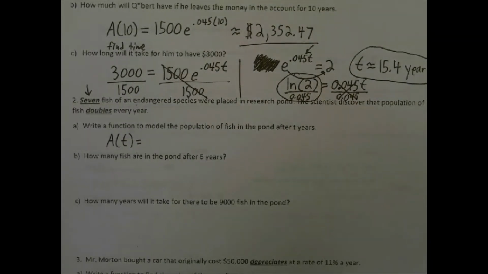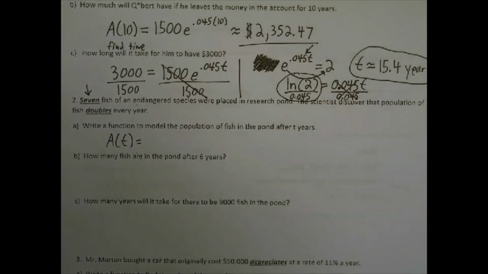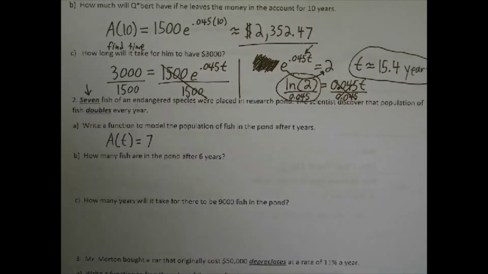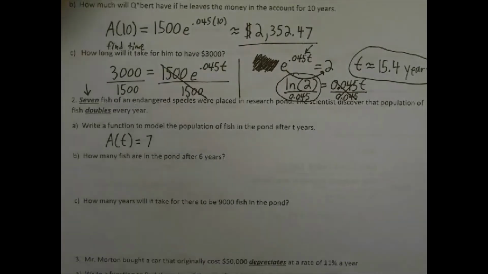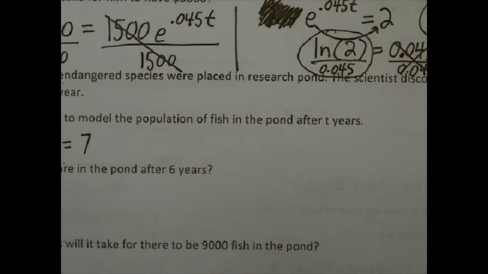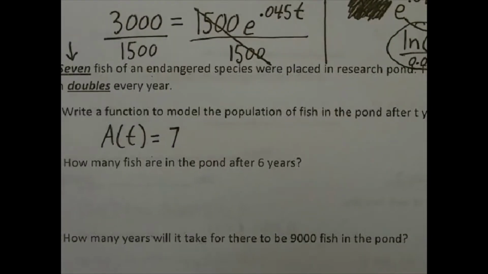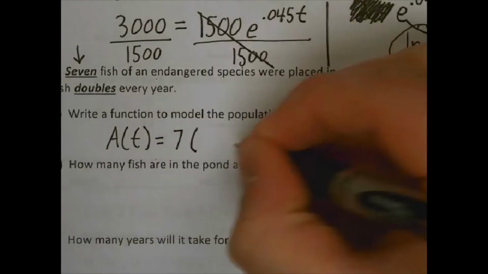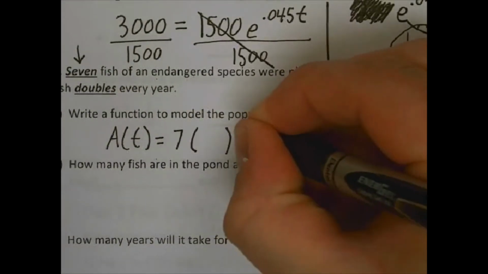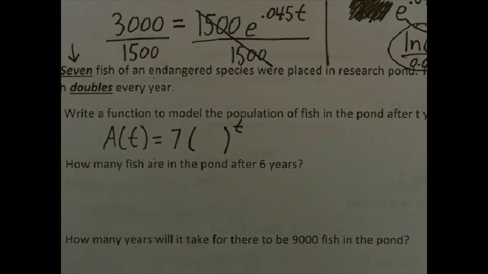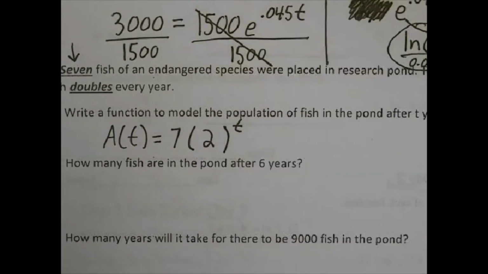I'm always going to start with how many fish I started with. So how many fish did I start with? 7. Okay. Let me zoom in. Now, what's happening to the fish every year? What's happening to the fish every single year? 2.